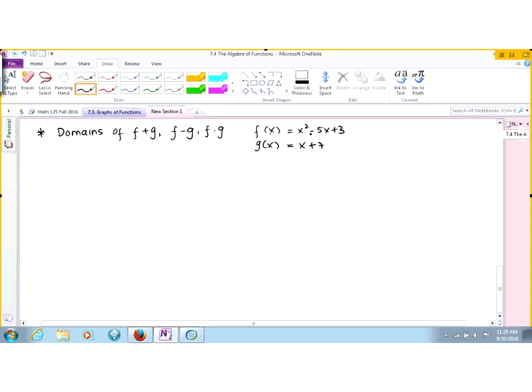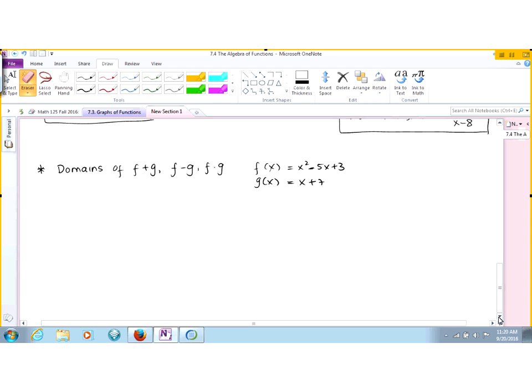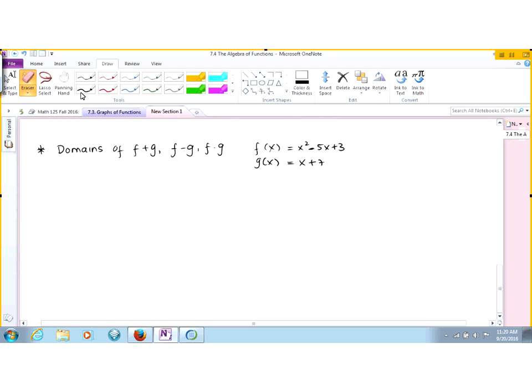Now, do you remember x squared minus 5x plus 3? What is the shape? What is the shape of x squared minus 5x plus 3? That's a parabola, right? X squared, yes. And what is the shape of x plus 7? Maybe I don't have to graph it. It's just a line.